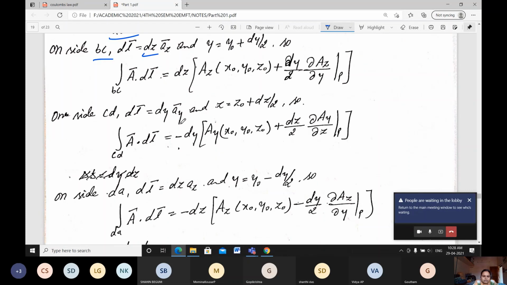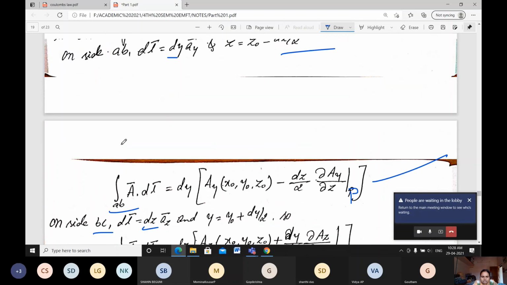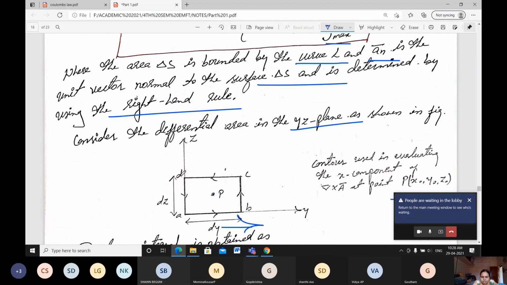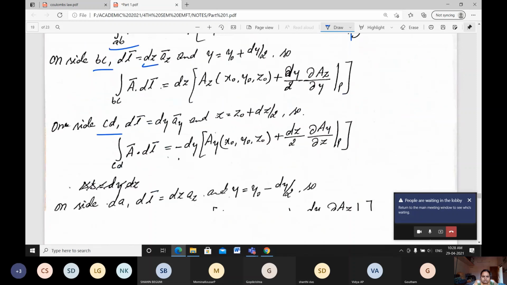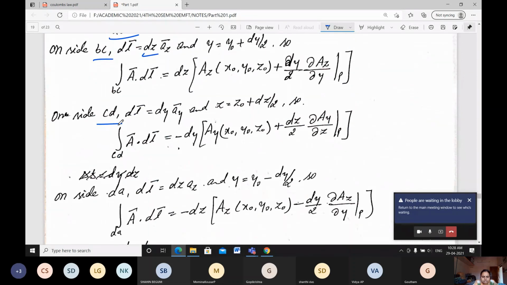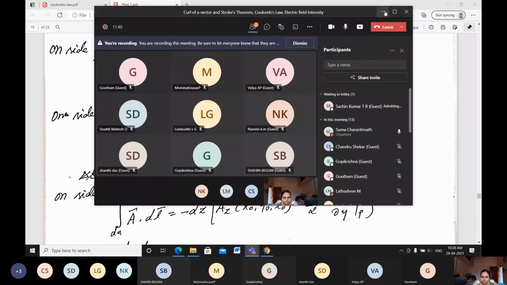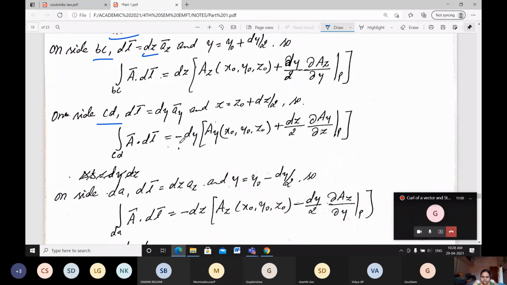In the same way, for CD, it is opposite to AB, so it is taken as DC. So the integration over CD of vector A dot dl is minus dy ay at x0, y0, z0 plus dz by 2 of dou ay by dou z at point P.